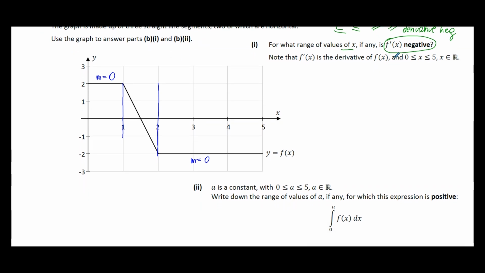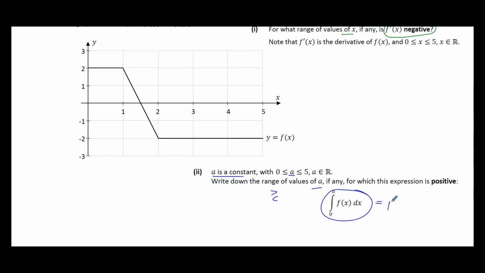Now, the next part. This is about calculus, so we are talking derivative. The next part, again about this graph, but this time it is about integration. So a is a constant, meaning a is some number, and the value of a is between 0 and 5. Write down the range of values of a, greater or less, if any, for which the expression is positive. So they are saying this expression has to be a positive number.